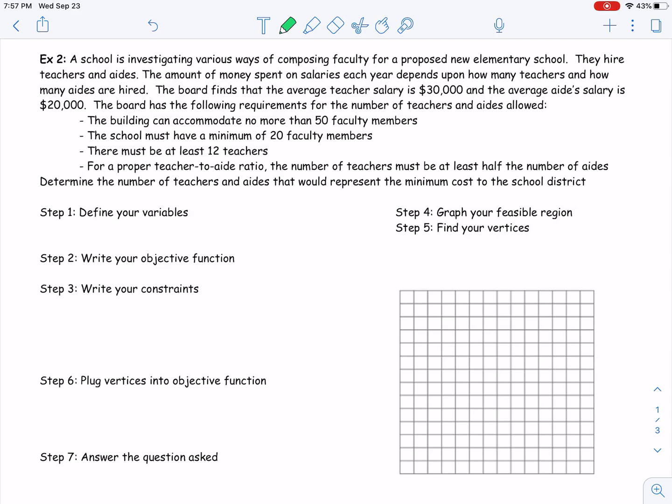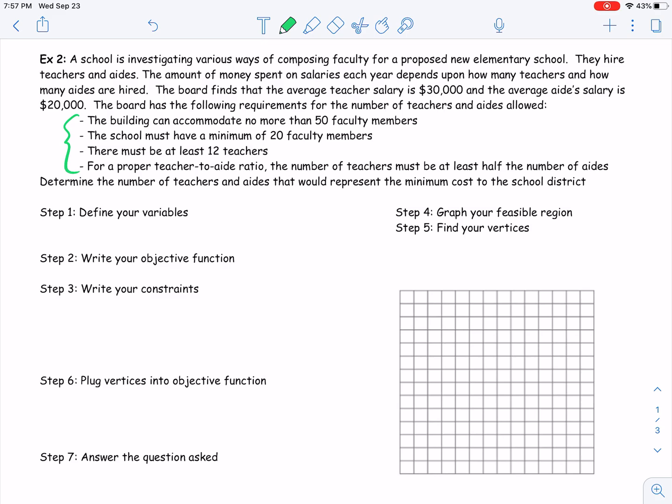So yes, I understand that this is a lot of information, okay? Notice the way that it's set up with the board has the following requirements. These are all going to be your constraints, okay? This is going to give us some inequalities to follow and to graph. What I need to do first is define my variables.